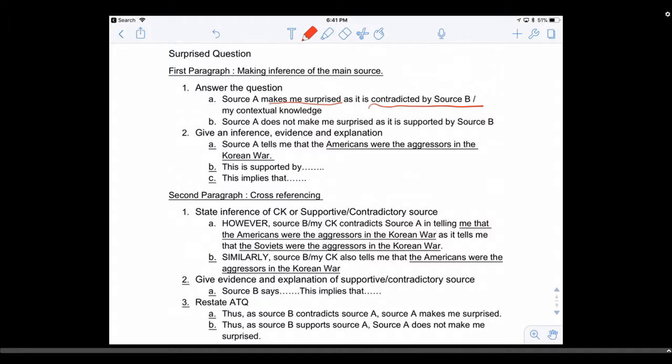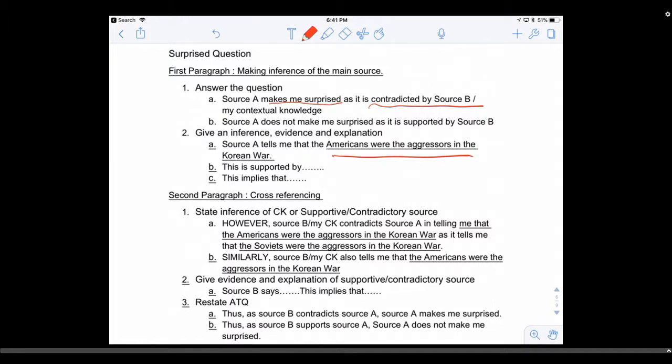But before I go on to my cross reference, I must always do a PEEL of the main source first. So again, give an inference, evidence, explanation of the main source. A tells me that Americans were aggressors in the Korean War. This is supported by what? Implying that what? So my inference here is that Americans were the aggressors in the Korean War.